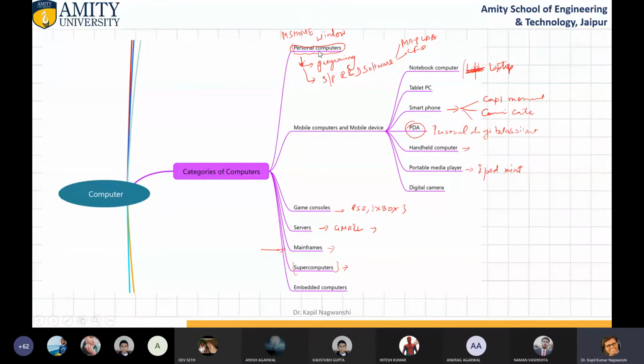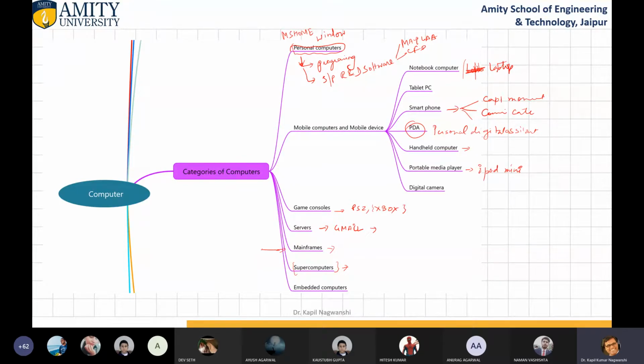So these are the categories of computer: personal computer, mobile computer and mobile devices, game console, servers, mainframe, supercomputer, and embedded computer. Very old computers are mainframe computers. These are the computers inside which we are working. We will see the picture of mainframe computers also. Then servers: Gmail, whatever facilities we are using, or Microsoft Office suite, PowerPoint, MS Teams, these all are based on servers. The actual software is there in servers, and we are using facilities of these softwares as an API or application. Gaming consoles are available: PS2, Xbox. This also has a very big market.